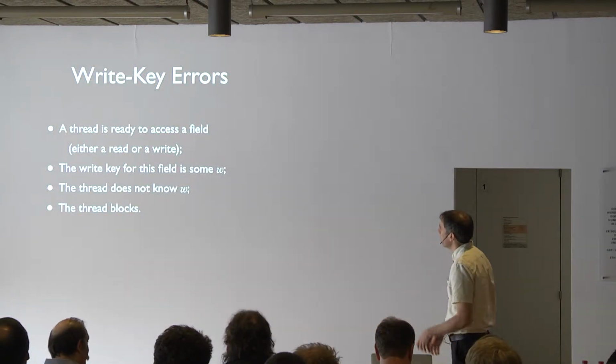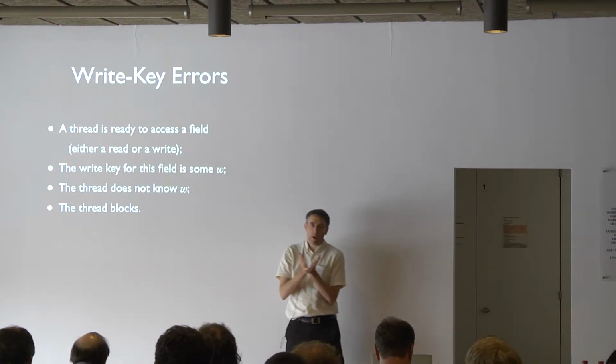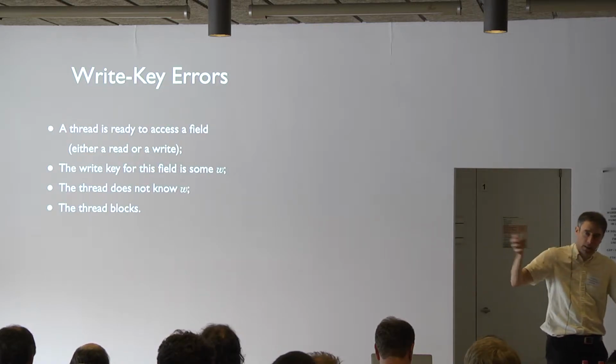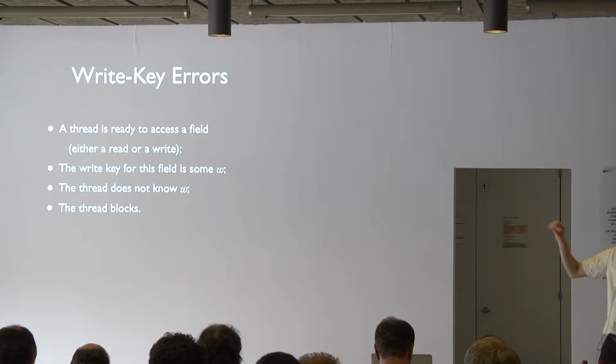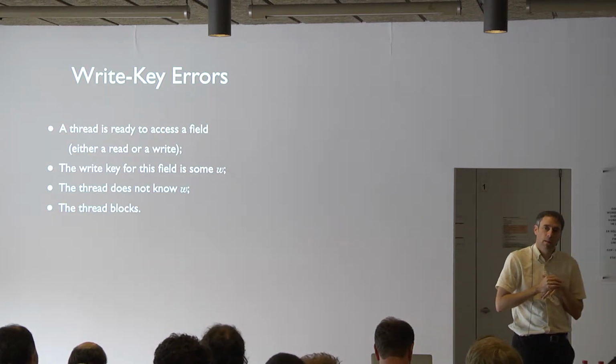The write key error is if a thread is about to access a field, either as a reader or writer, and the write key for that object is the write key for every field in the whole system. Each one has some integer associated with it, W. And if a thread does not know W, then it blocks.